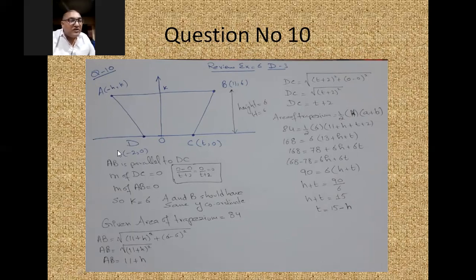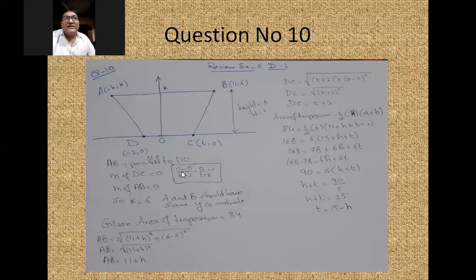And I can tell you that the DC is a horizontal line. How do I know it's a horizontal line? Because you see the C, the y coordinate is 0, the D, the y coordinate is 0. So both these points have the same value of the y in their coordinates, and obviously this line will be horizontal. They will make a horizontal line. And any line which is horizontal, its gradient will be 0. So AB is parallel to DC. So I know that the m of the DC will be 0.